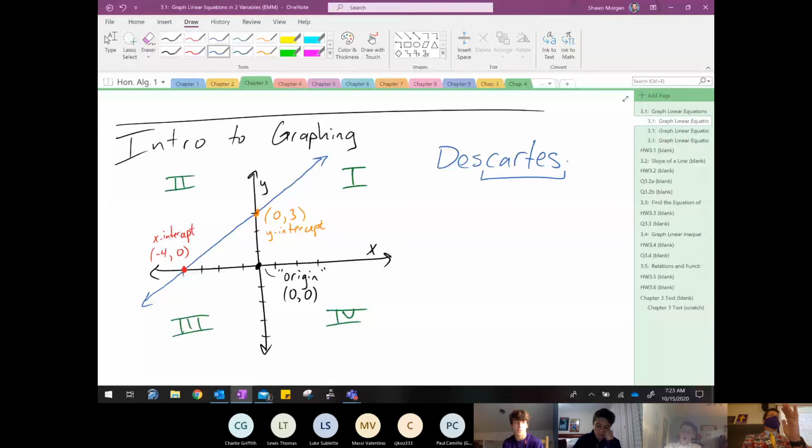We call the crossing of our x and y axis the what, George? It's on the screen. The origin. Very good. Can you write that word down? The origin has coordinates of 0, 0. Oh, and by the way, I mentioned coordinates. When we plot points in ordered what? Very good. Ordered pairs. And it's alphabetically ordered. Ordered pairs. Okay.